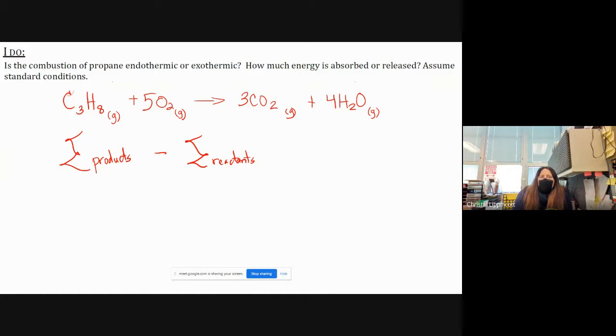All right. So now we need to find these values in our chart. You're going to go to your chart and find CO2. Found it. Negative 393.5. Now, that's 3 times negative 393.5.